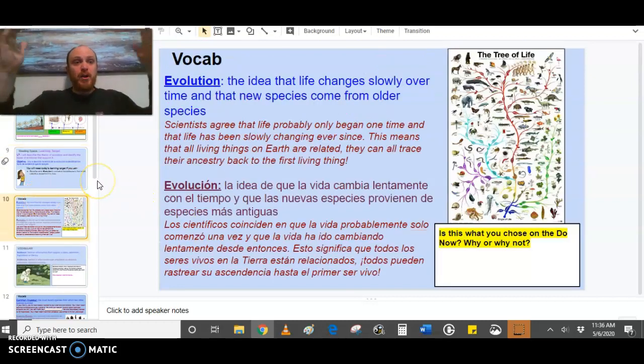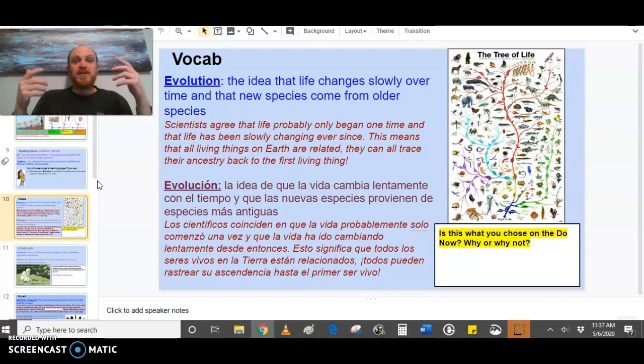So evolution, what is it? This kind of answers your do now. Evolution is the idea that life slowly changes over time. Anything alive today, all the species alive today, all animals, all plants, you, have descended from older species. That means species today did not descend from each other.